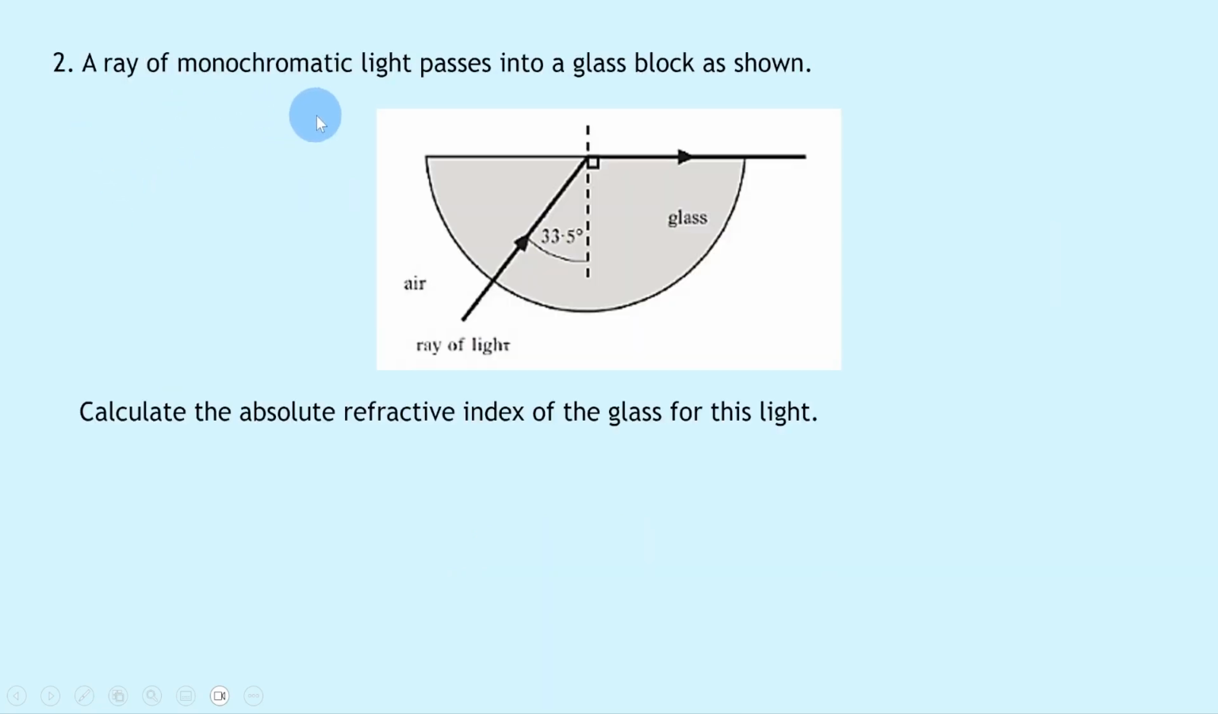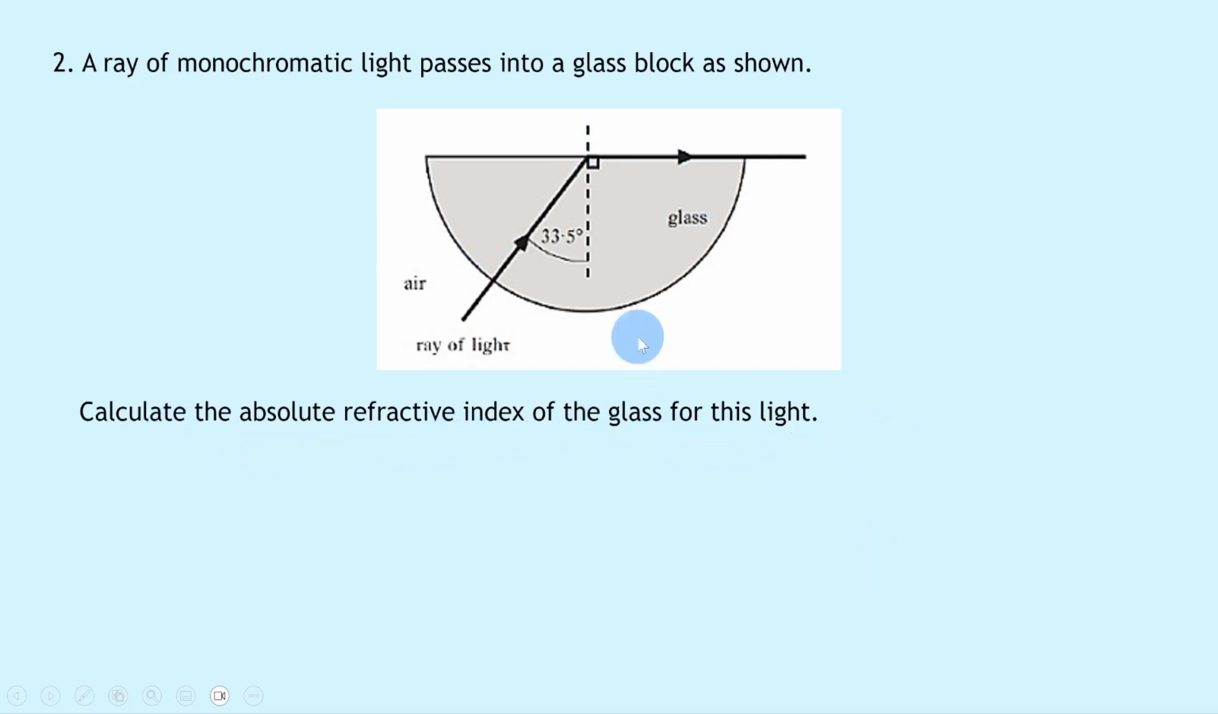Question 2 says a ray of monochromatic light passes into a glass block as shown. So we've got light going into the glass block and then we've got air on this side, and you can see we've got an angle of incidence of 33.5 degrees and an angle of refraction of 90 degrees. The light's just going along this flat edge of the block. And it says calculate the absolute refractive index of the glass for this light.